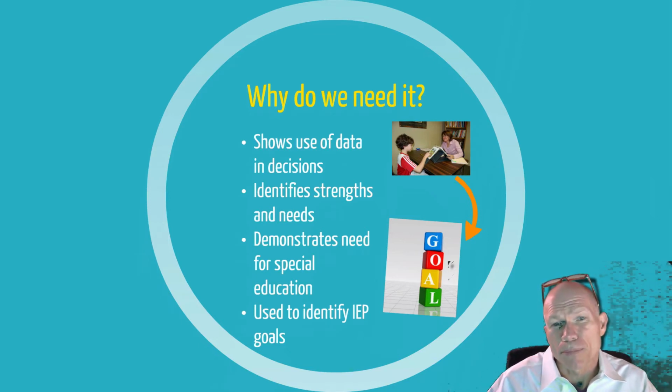Why do we need a PLAAFP? First, it shows that we've used data in making decisions. Somebody could read it and understand that we've used specific data to make the decisions that we're going to make in the IEP, and that's a requirement of law that we use data to make these decisions. It identifies a student's strengths and their needs, so we get a sense of what the student can do and cannot do.